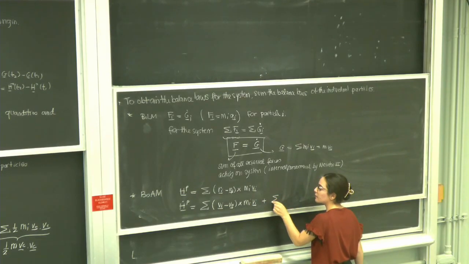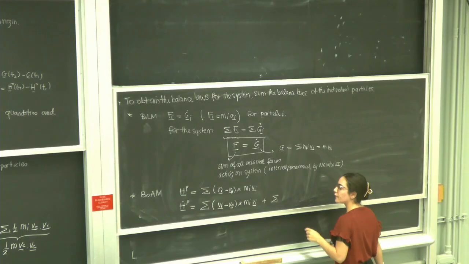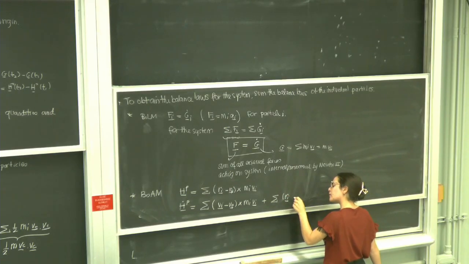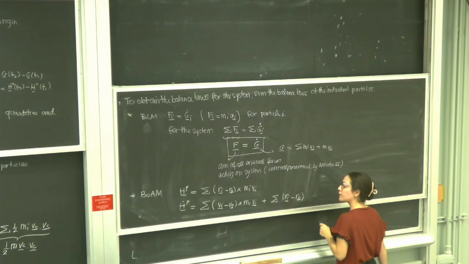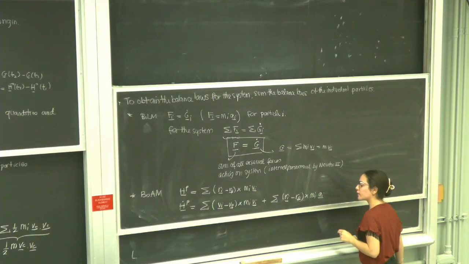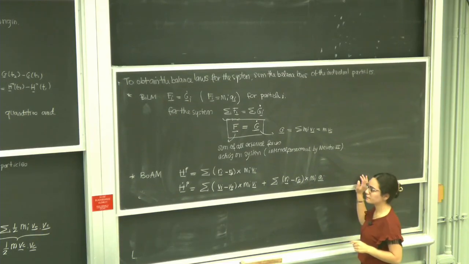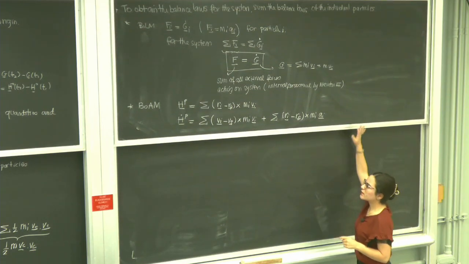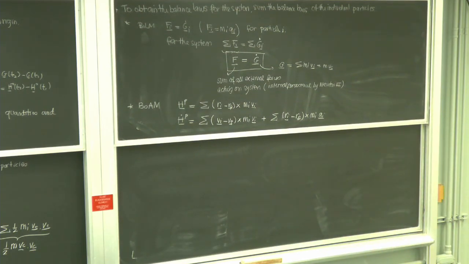plus the sum of ri minus rP cross mi ai. Did I make any mistakes?